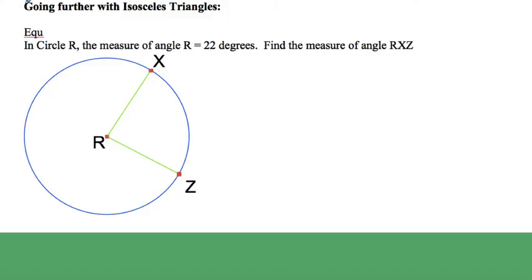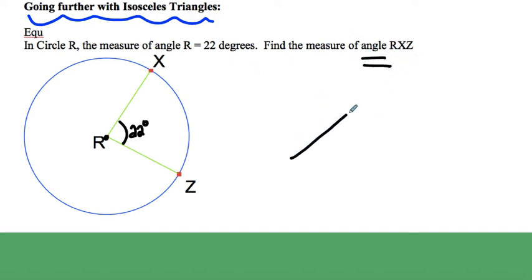All right, so how can we go further with the isosceles triangle? Well, you have to remember in geometry that we've looked at all different types of ways we can create figures and put things together. So now I gave you a circle, and I told you that the measure of angle R, so this angle right here, is 22 degrees, okay? And it says find the measure of angle RXZ.